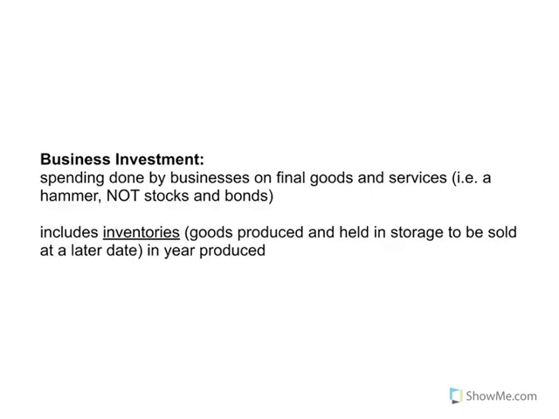The next one is business investment, and I want to be very, very careful with this one. This is spending done by businesses on final goods and services. So for example, if a business needs a hammer and they go and buy the hammer for their business, that is business investment spending.